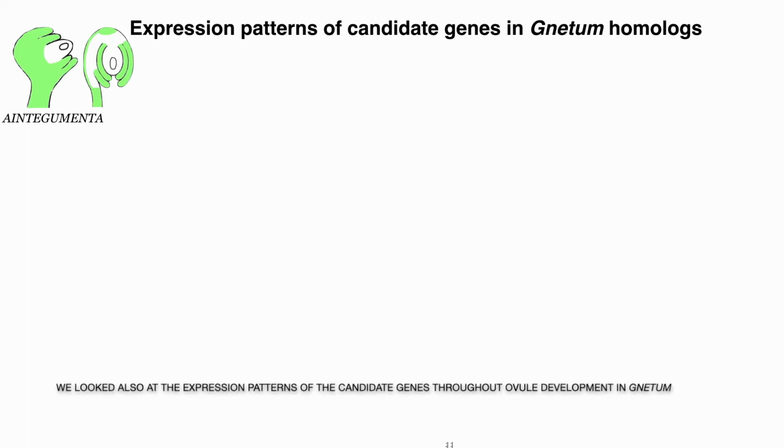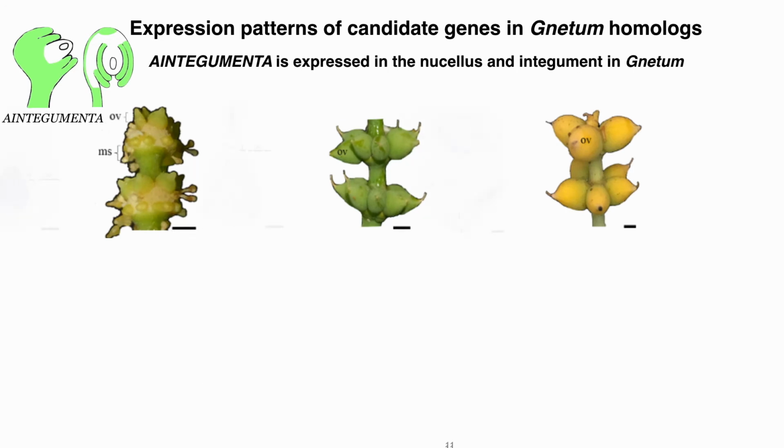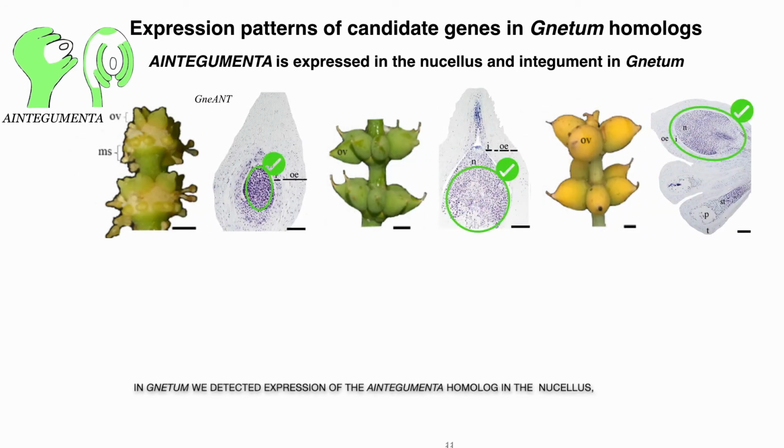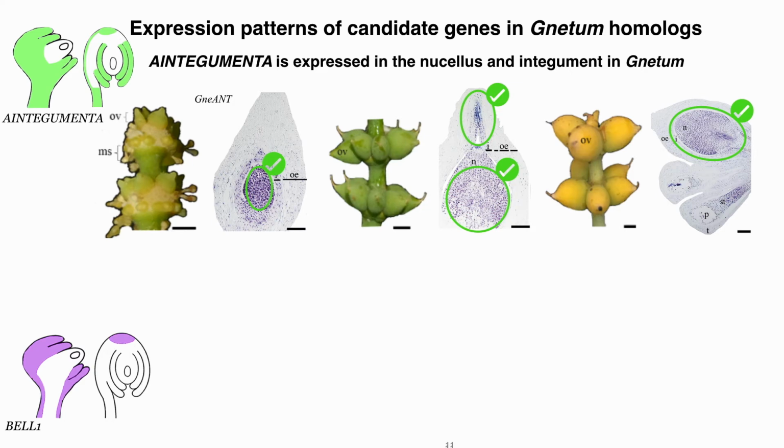So we look also at the expression patterns of the candidate genes throughout ovule development in Gnetum. In this cartoon here on the left, we can see the expression patterns of the gene Integumenta in the ovules of Arabidopsis at two different developmental stages. Integumenta is a gene known to be involved in integument development in Arabidopsis. In Gnetum, we detected expression of the Integumenta homologue in the nucellus throughout the entire nucellus, as well as in the apical region of the integument.